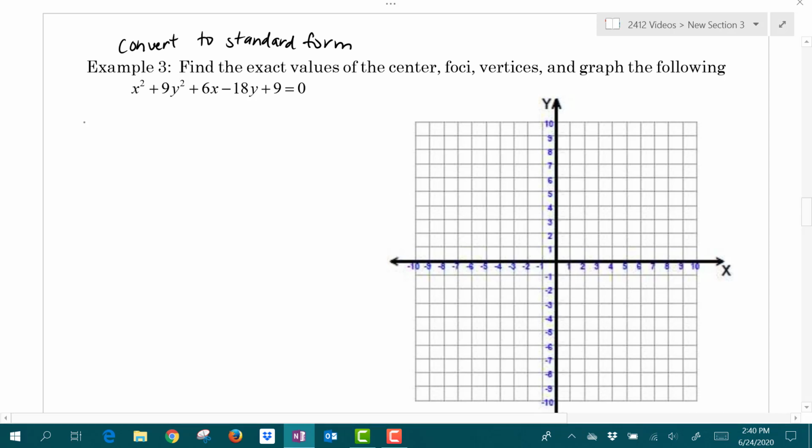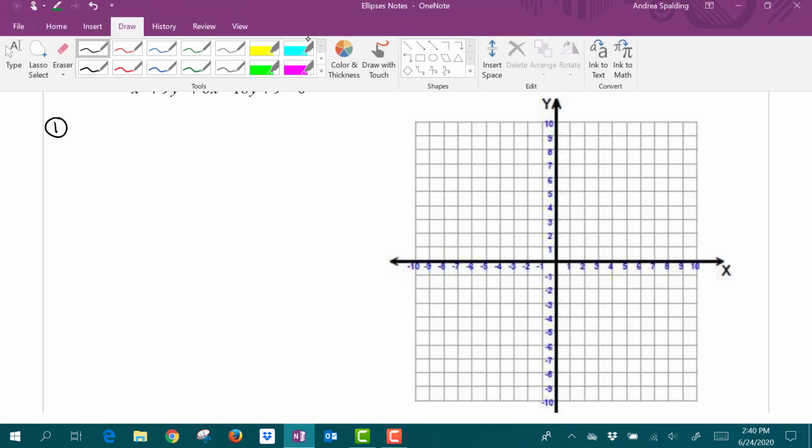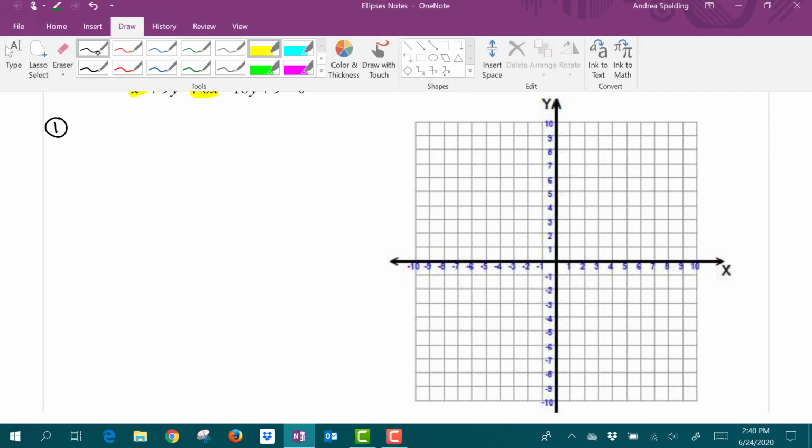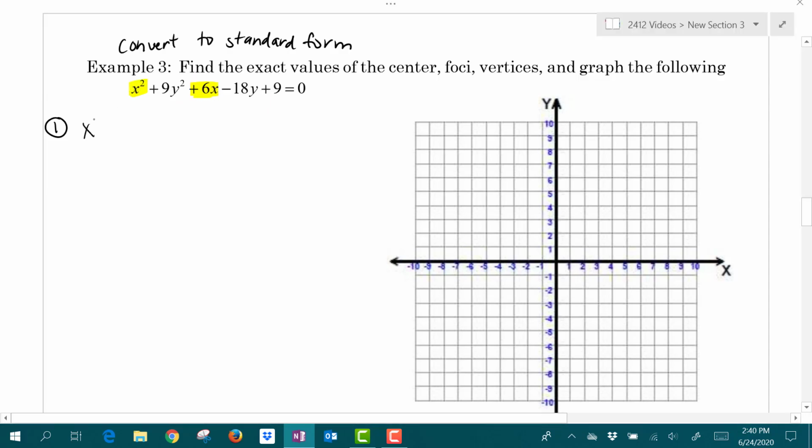Alright, step 1. Step 1 is to identify all of the variables that are being squared. So we have x squared and we have y squared as well this time. I'm going to gather up all of the x terms together. And I want the quadratic term, the squared term, and then the linear term next. And then I'm going to put plus a blank. We're going to leave room for the completing the square process.